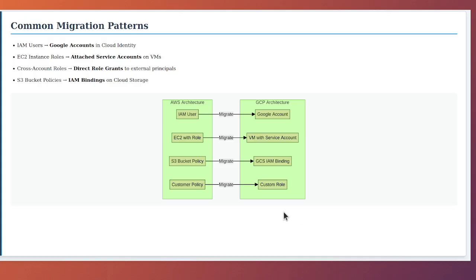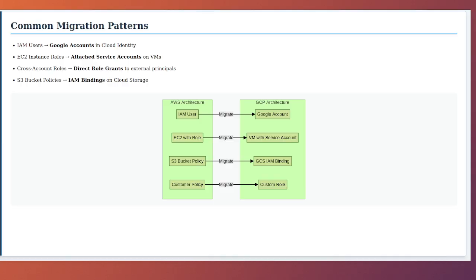For customer-managed policies, create GCP custom roles. Analyze your AWS policy to identify the actions it allows, map those actions to GCP permissions, and create a custom role with those permissions. Remember that GCP permission names differ from AWS action names, so you will need to consult the GCP documentation for the correct permission names.